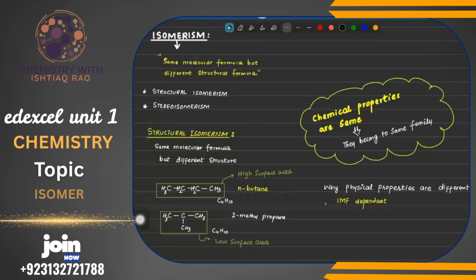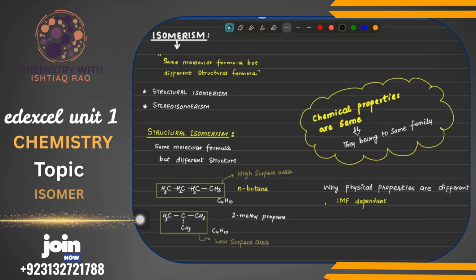Isotopes means when the number of protons and electrons are same, but the number of neutrons are different. So it's called isotopes. Same goes with the isomer. In isomer, molecular formula is the same, but structure is different. You know, when the molecular formula is same and the structure is different, so we can say this is called isomerism.